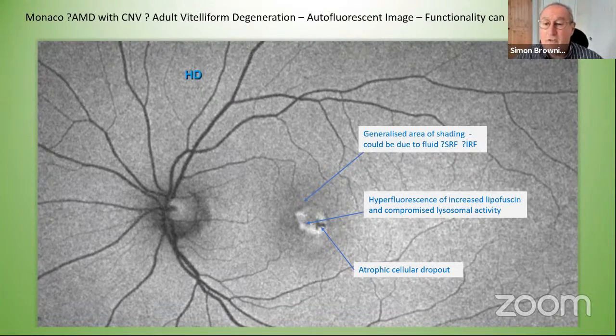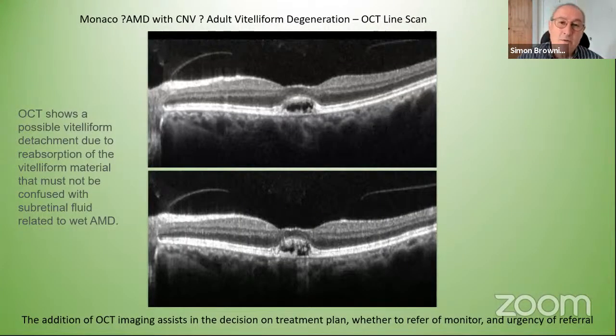The hyperfluorescence of increased lipofuscin shows we've got compromised lysosomal activity in the retinal pigment epithelial cells, and we've got some atrophic cellular dropout. So we know the retina's under stress, but we still can't define categorically. Now, because we've got the OCT image built into the same system, it shows it's a vitelliform detachment and there's reabsorption of the vitelliform material there.